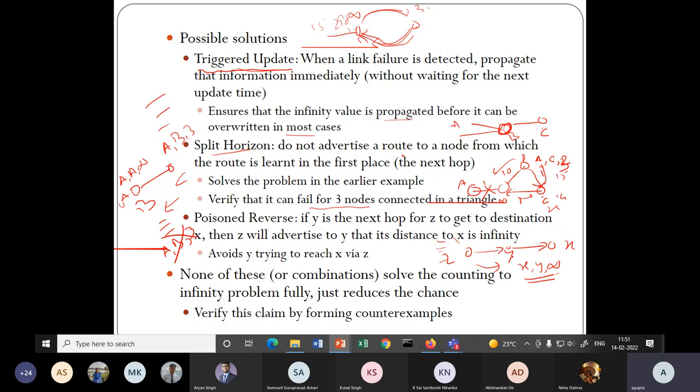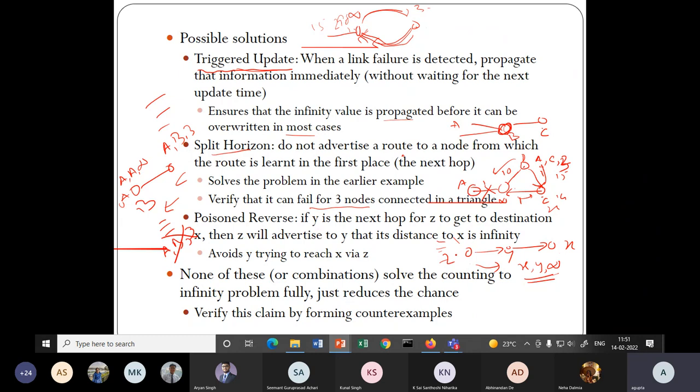So the natural question is, if both of them serve the same purpose, split horizon seems better, right? Because this sends an extra message, or rather not an extra message, one more entry, an additional entry, so the message size increases a little bit. And it will do this for other entries also, basically to other next hops.